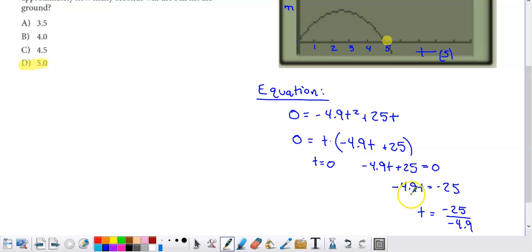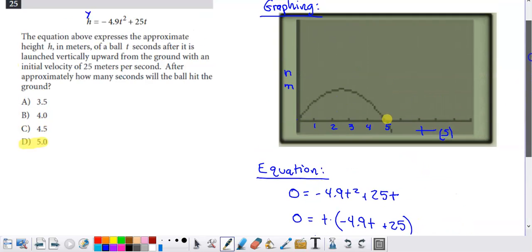You could have also used the quadratic formula here, right? This is a quadratic equation. A is negative 4.9, B is positive 25, C is 0, since there's no term without the variable present in this equation. So there are a variety of ways you could have gotten this answer. Hopefully what we've discussed here has been helpful to you.